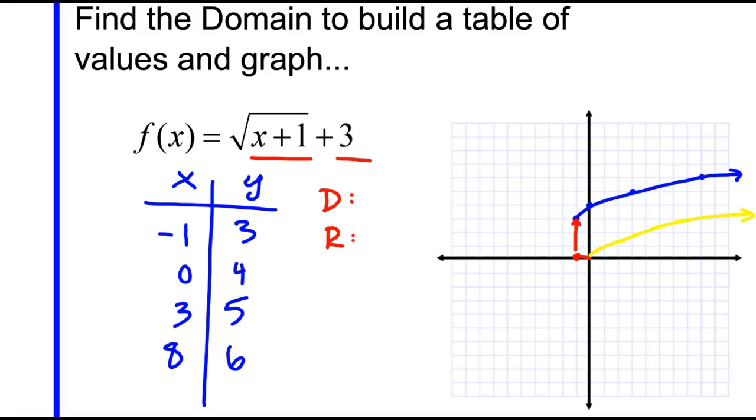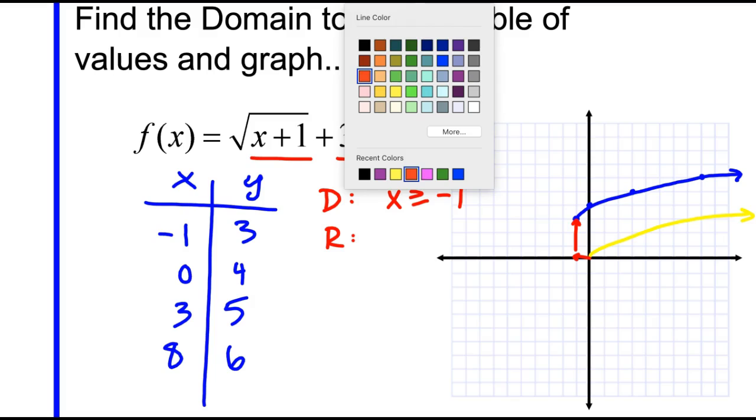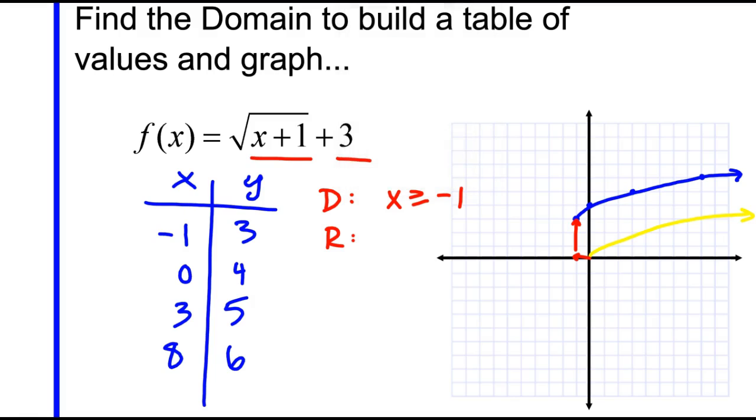Anything that makes the square root negative, right? So what's the smallest number you can put in for x without going negative? Negative 1. So that means that x has to be greater than or equal to negative 1. And if you look at the graph, it shows that. This is my beginning point or my minimum value, and the graph only goes for x values negative 1 and greater. It doesn't go to the left.